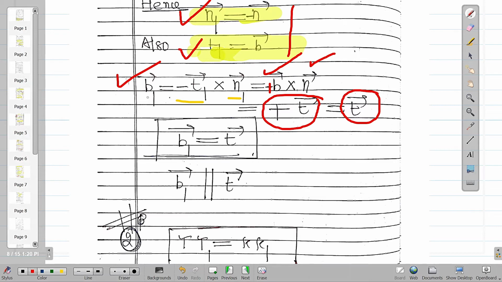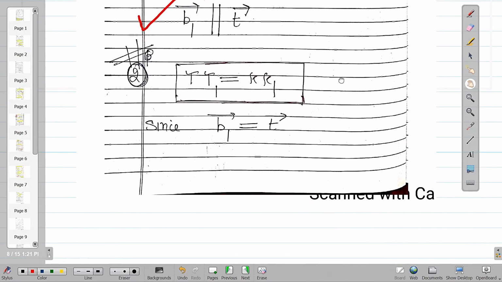If b1 vector is equal to t vector, it means b1 is parallel to t vector. So we get the third term. The first term was t1 is parallel to b, the second was n1 and n are parallel to each other but opposite in direction, and the third is b1 is parallel to t vector. So that is our first property. That is a very important result, and remember it, because we will use it in the next article.